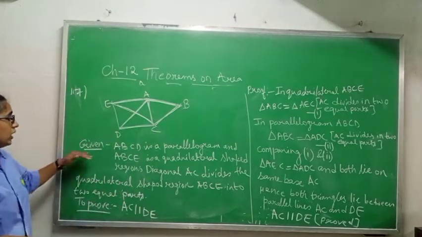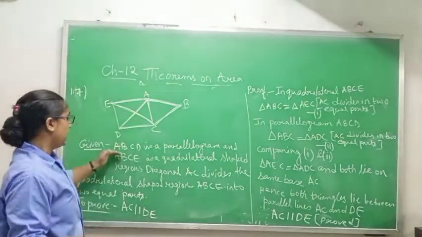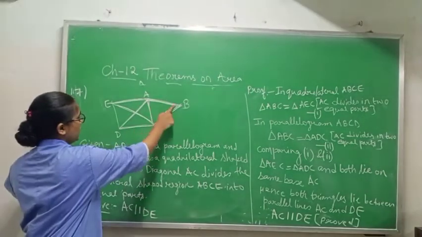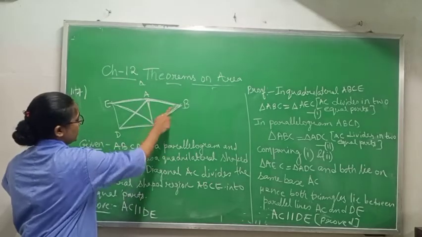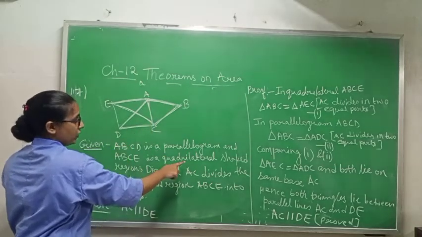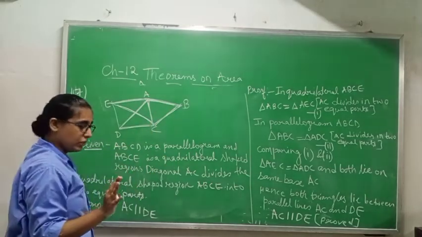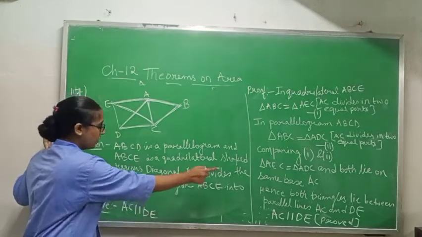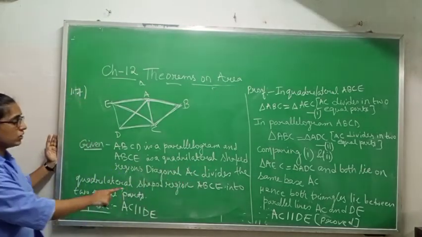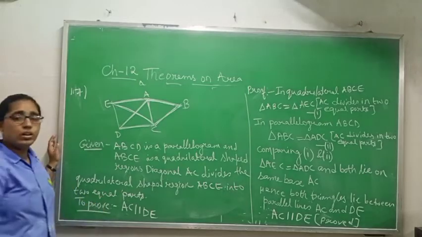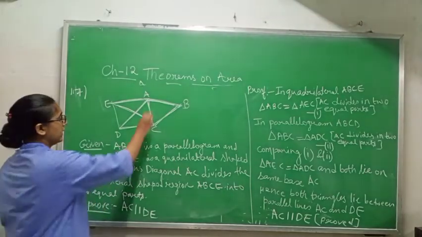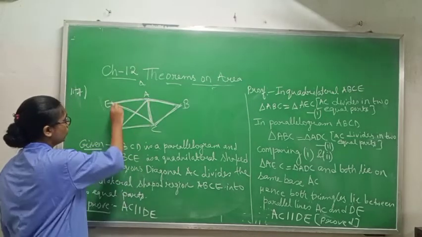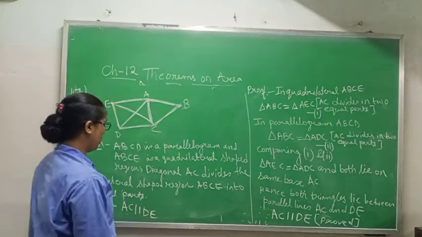Okay. So in the given part, what will you write? ABCD is a parallelogram and ABCE is a quadrilateral shaped region. These two are given to you. Diagonal AC divides the quadrilateral shaped region ABCE into two equal parts. This is also given to you. Now to prove, we have to prove that AC is parallel to DE.